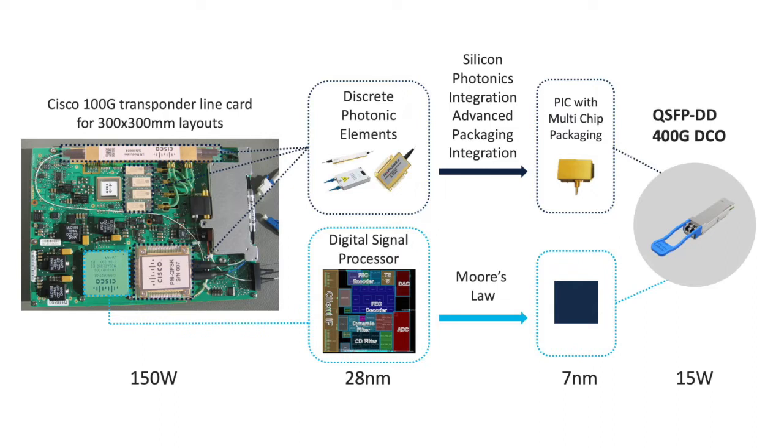The idea of digital coherent optic is to take all the discrete components and package them very efficiently using different technologies like silicon photonics integration and advanced packaging integration into a smaller, pluggable form factor. Also, we can leverage digital signal processors moving to 7nm technology. Because it's a pluggable module, we have to choose the appropriate form factor. There are several form factors which could be used for DCO modules: CFP2, OSFP and QSFP-DD.